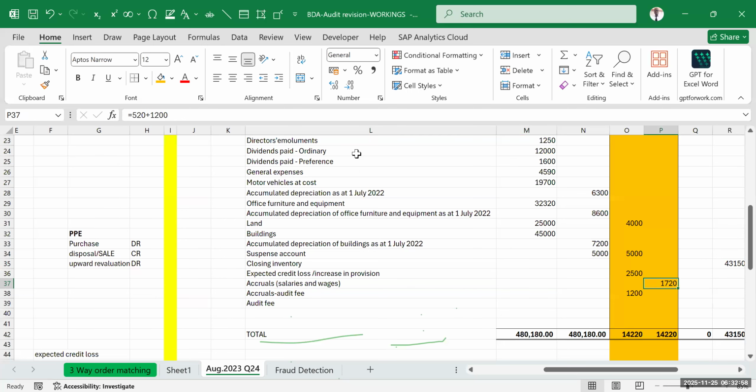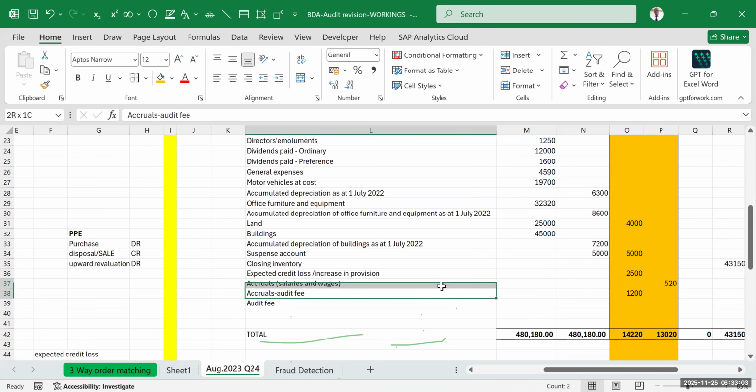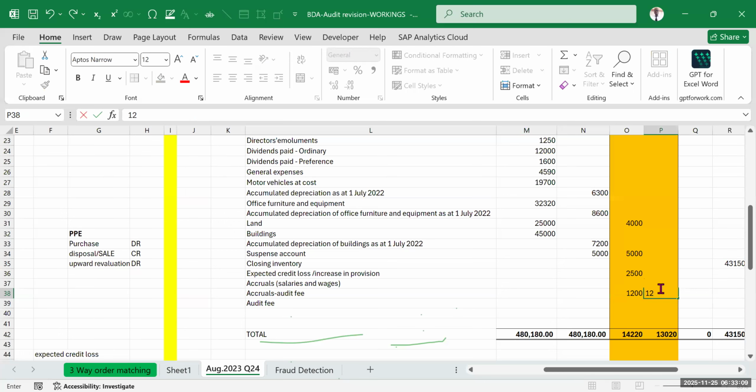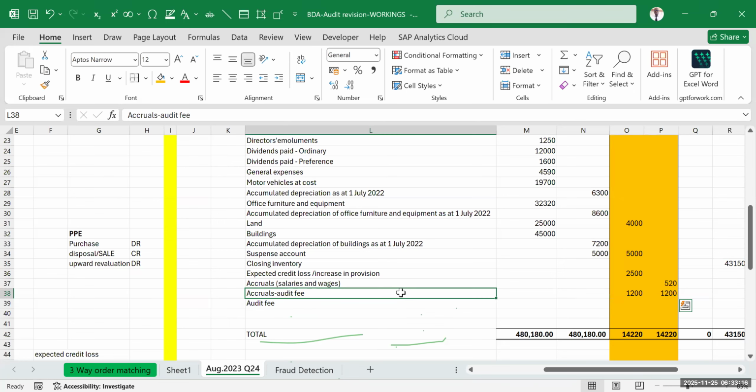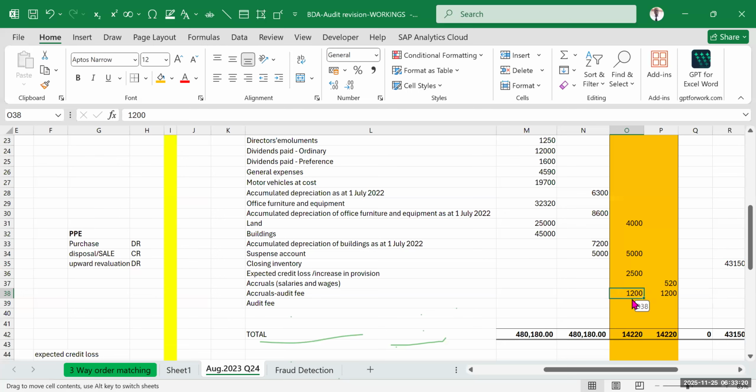So if that is the case, then I have to remove my 1200 from here and post it under the accruals of audit fee. And I will just say again, the 1200 like that. Is it on the same line? No, it should not be on the same line. Where is accruals audit fee? Oh, this is audit fee. So this one should be down here. So I agree you can split, or even if you don't split, it will still be the same, but it's okay. That one is well understood.